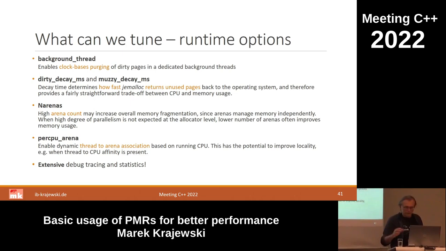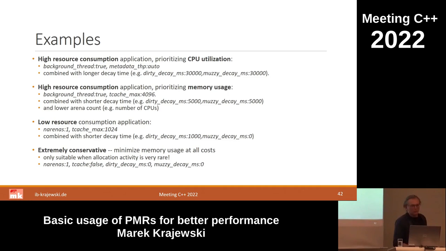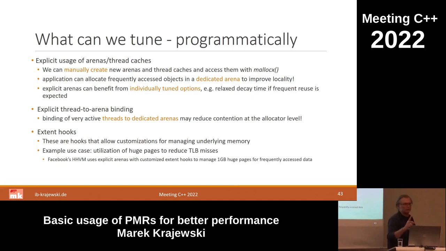So, examples from the documentation. Doesn't look very cool. It's just parameterization for high resource applications, prioritizing CPU utilization, memory, then applications with lower memory consumption and with totally no memory. So it's not that interesting. It's more for system administrators or SRE engineers, but we also have a programmatic API.